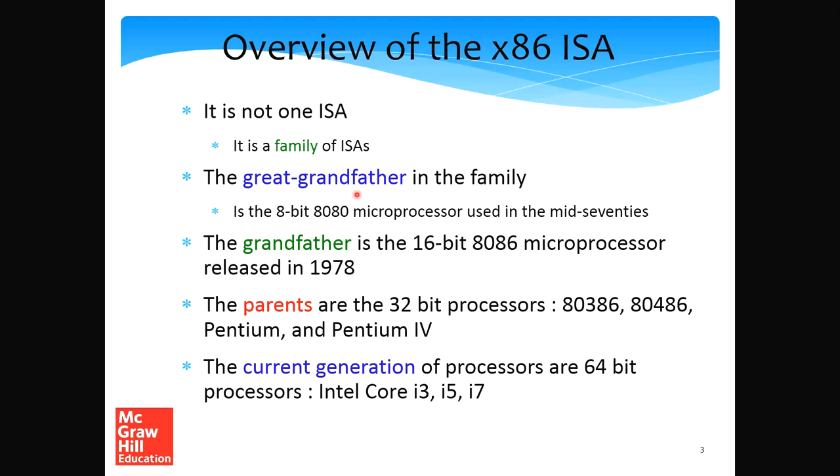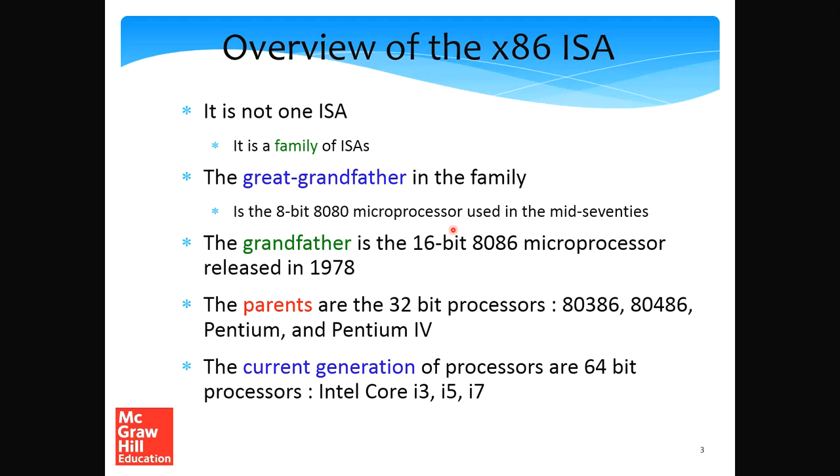The great grandfather in the family is the 8-bit 8080 microprocessor used in the mid 70s. The 8080 microprocessor had an assembly language of its own. It was an 8-bit processor. The grandfather is the 16-bit 8086 microprocessor, which was released in 1978. For those days, it was a fairly revolutionary microprocessor because 16-bit was also rare.